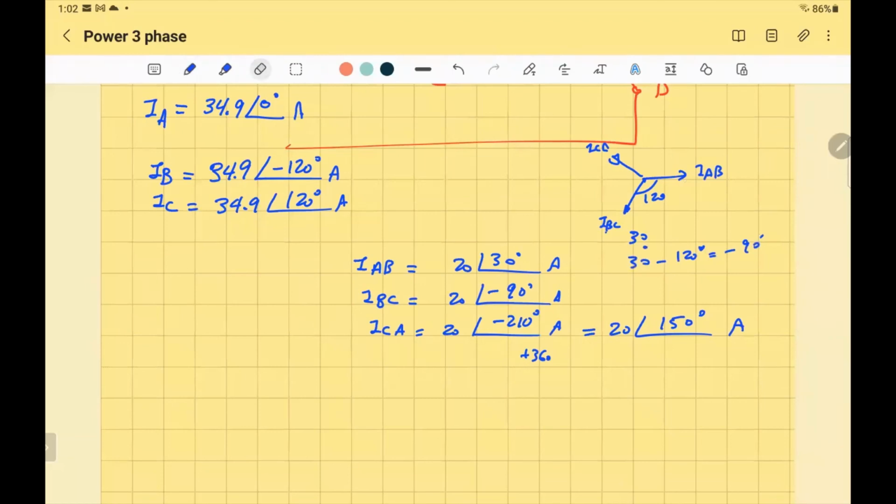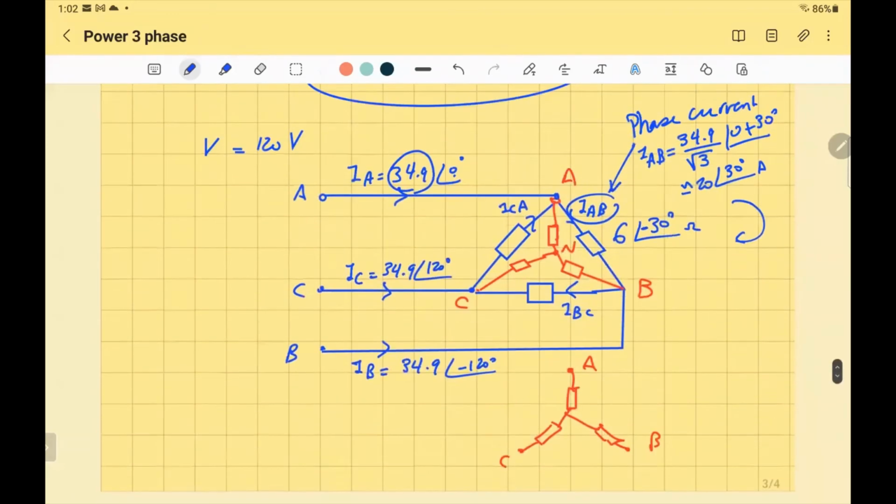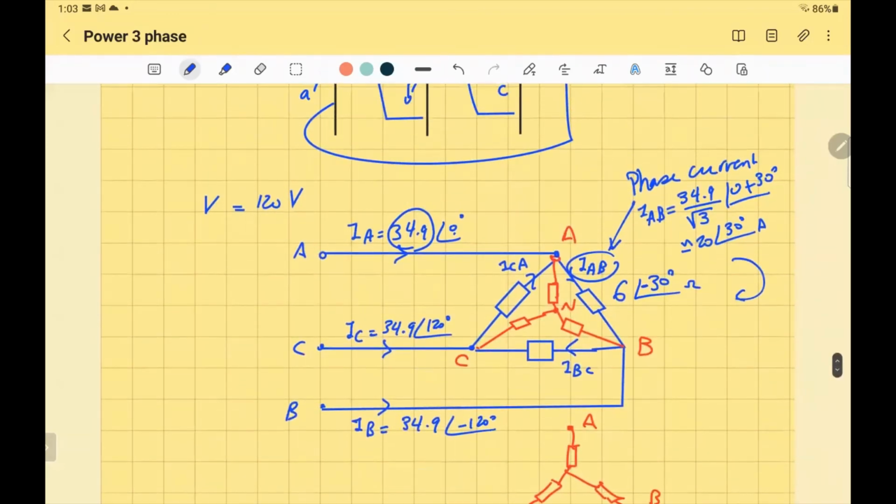Any question? Yes. I divided the line magnitude by square root of 3. Here you go, in this step, 34.9 divided by square root of 3. Any question? You understand the delta connection source.